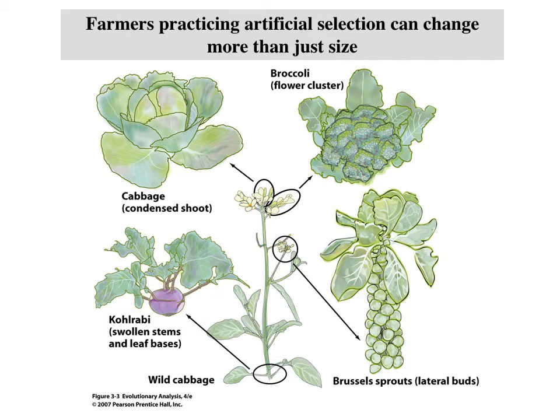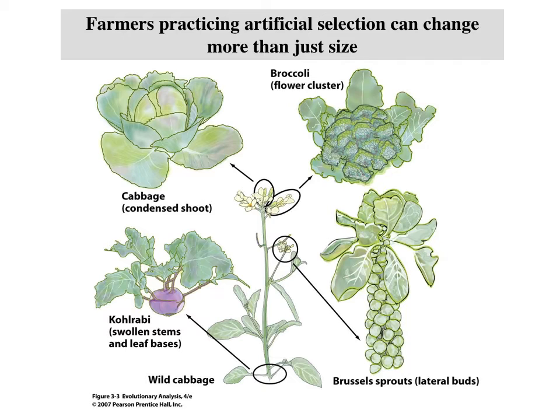I actually planted Brussels sprouts, broccoli, and cauliflower all in the same year. And amazingly enough, they come out and they look all very, very similar. Why is that? Because they're all derived from wild cabbage. Not only are they derived from wild cabbage, but cabbage obviously is derived from wild cabbage. And kohlrabi also is derived from wild cabbage. So you have this ancestral wild cabbage and you have artificial selection in these different lineages for deposition of carbohydrates in different areas of the wild cabbage plant.